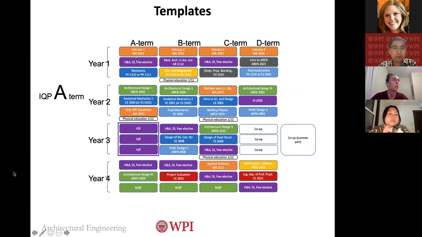You can see in the first year a lot of basic courses, including math and chemistry and physics. And then moving from the first year to the second are more intensive architectural engineering courses and also IQP, and also MQP, which usually starts from the beginning of the senior year and then goes across the 3 terms or 4 terms.